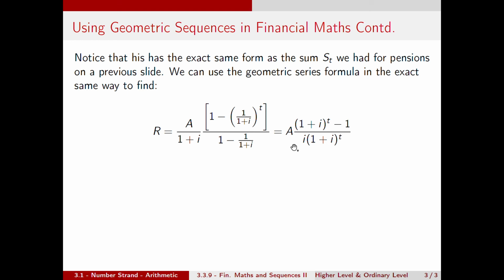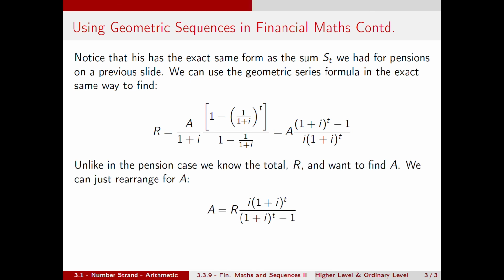We can rearrange this to get A multiplied by 1 plus I to the power of T minus 1 all over I times 1 plus I to the power of T. So to originally get this, all we've done is identify small a, r, and n with the geometric series formula, and all we've done is thrown them in.